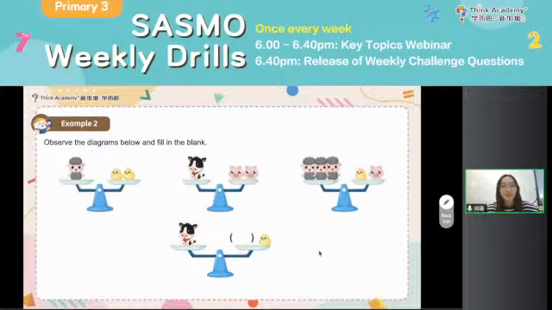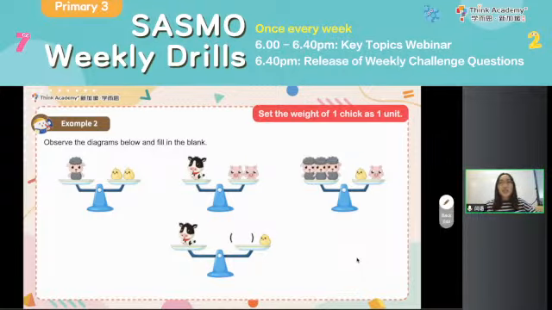Now, for the second one, this is example 2. Observe the diagrams below and fill in the blank. You can see several scales here. When it comes to the scale type, here we also try to find some method to replace. So what is the method here? Firstly, again, everyone, we try to observe. You can pay attention to the lightest one. Which one is the lightest one? Which animal is the lightest? Okay, good.